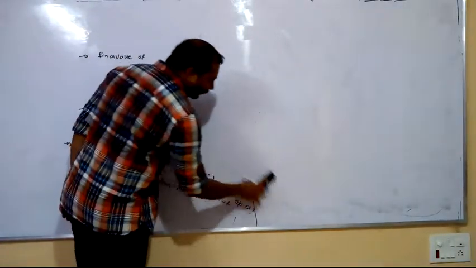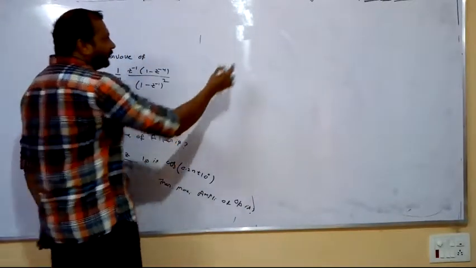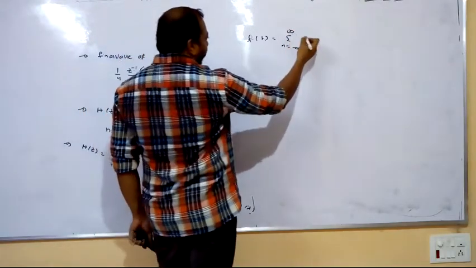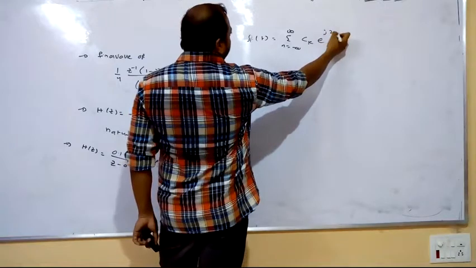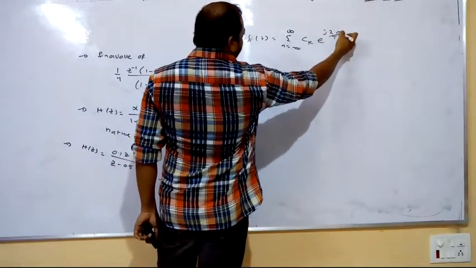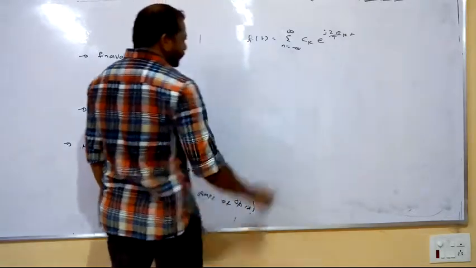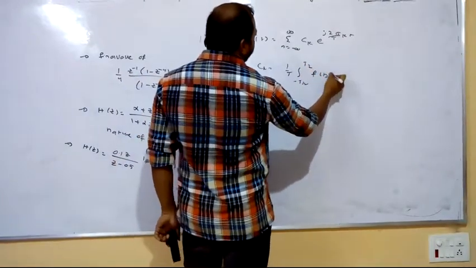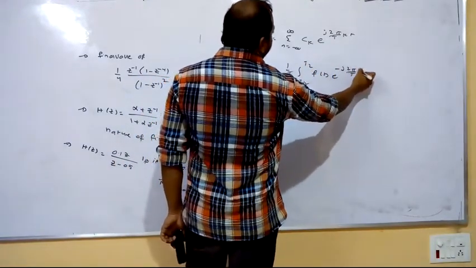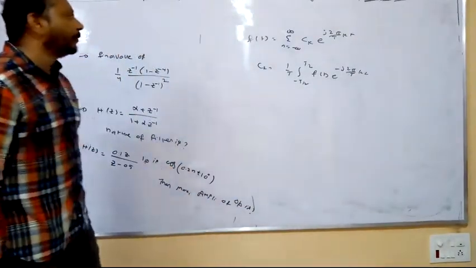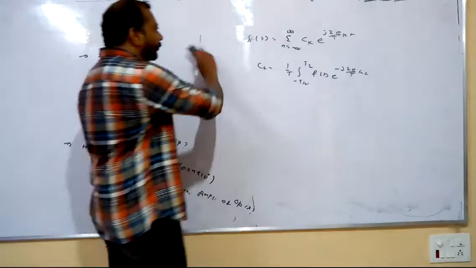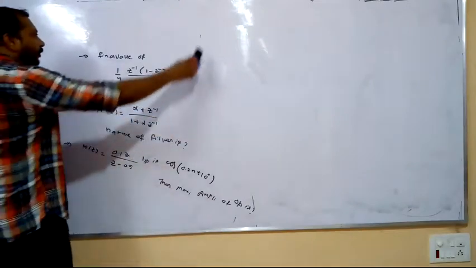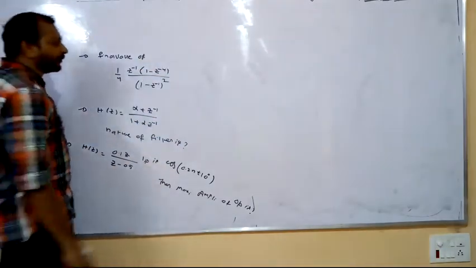If we want to remember a formula, only one formula I told you to remember: f of t equal to sigma n equal to minus infinity to infinity of c_k e to the power j omega naught k t, which is e to the power j 2 pi by T k t, where c_k is equal to 1 by T integration from minus T by 2 to T by 2 of f of t into e to the power minus j 2 pi by T k t. Only from this formula everything was developed. This is also not a formula; it was already given to you how the question appeared. No problem, so no formulas, only concept.